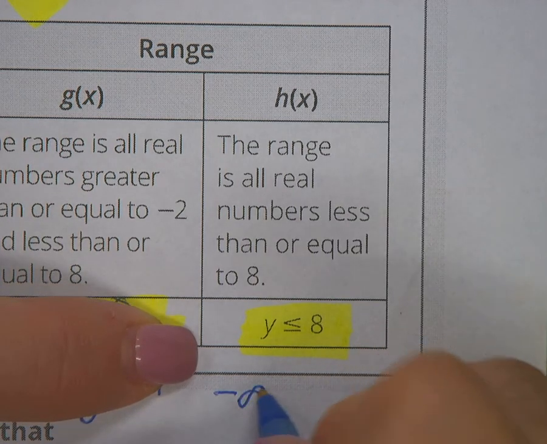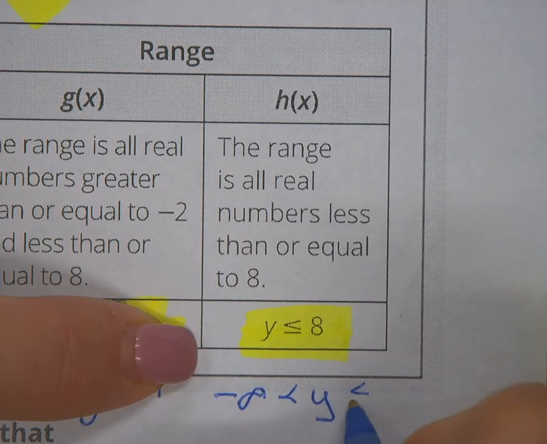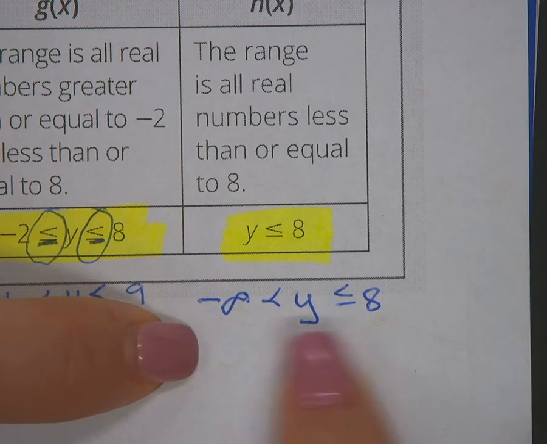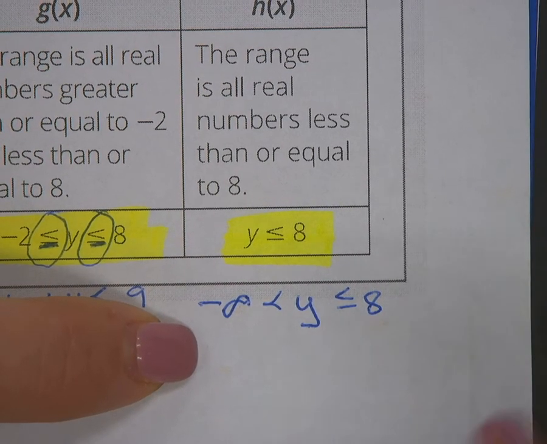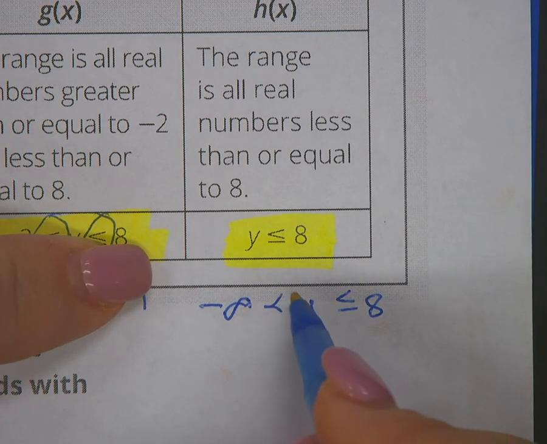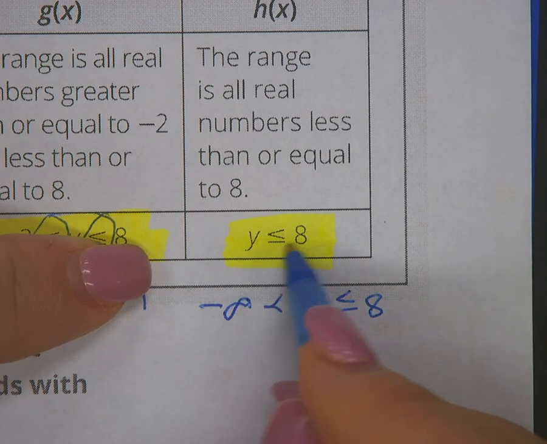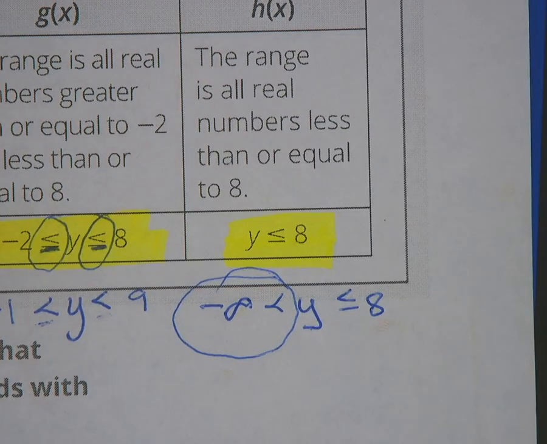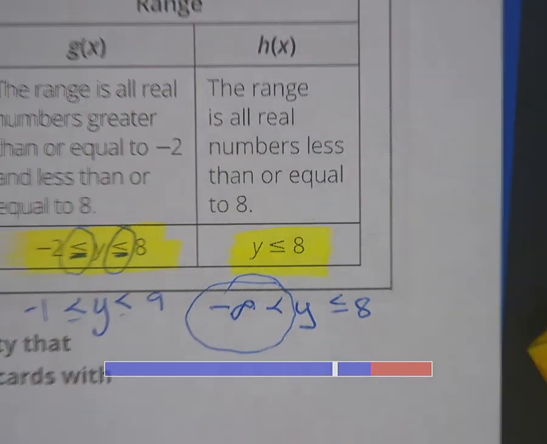You technically could say this as well. You could say y is everything greater than negative infinity and less than or equal to 8. But typically, mathematically, if we just want everything from 8 on down, they usually leave this portion off. But that would not be wrong to write it that way.